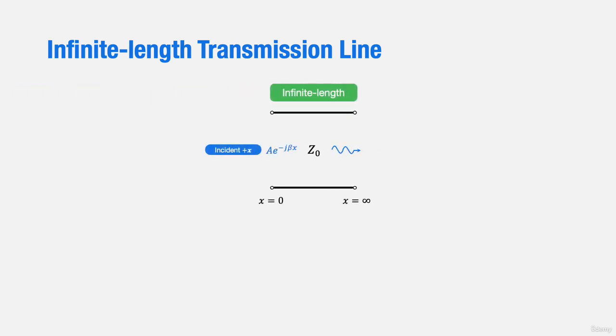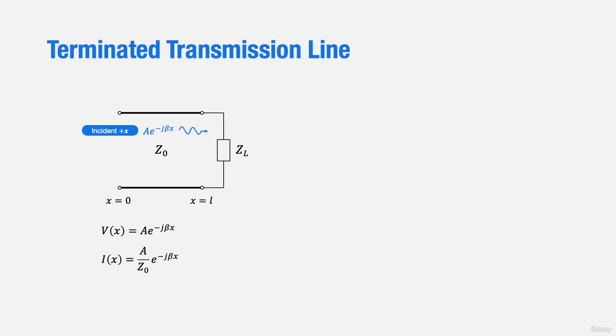The infinite line that we examined earlier did not have a termination point on the right side, so nothing was connected to it. The incoming wave from the left would propagate endlessly in the positive x direction. But now this line is no longer infinite length, as it has a load connected to the right side with an impedance of ZL.